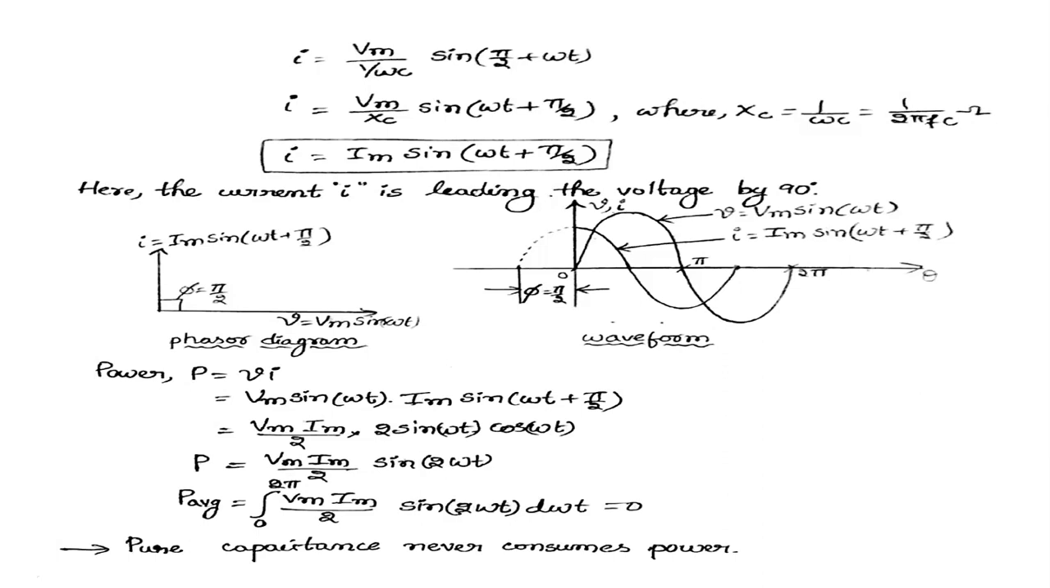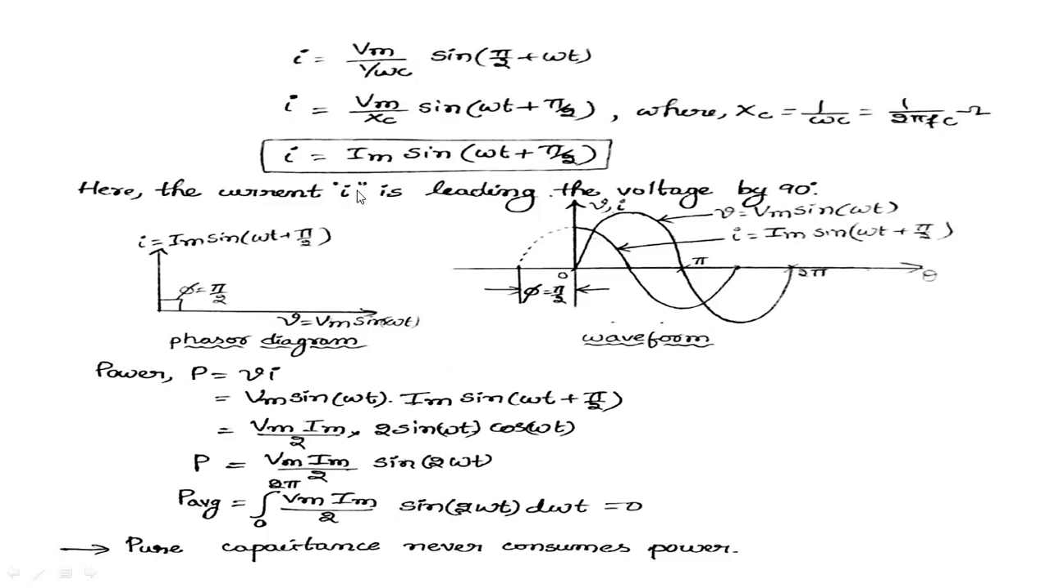I equals Vm by Xc sin omega t plus pi by 2, where Xc is 1 by omega C. Omega means 2 pi f, so Xc equals 1 by 2 pi fC. So I equals Im sin omega t plus pi by 2.